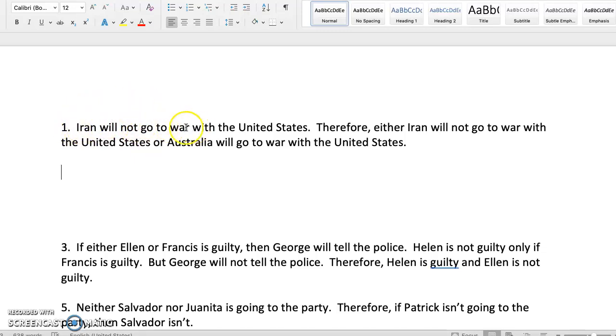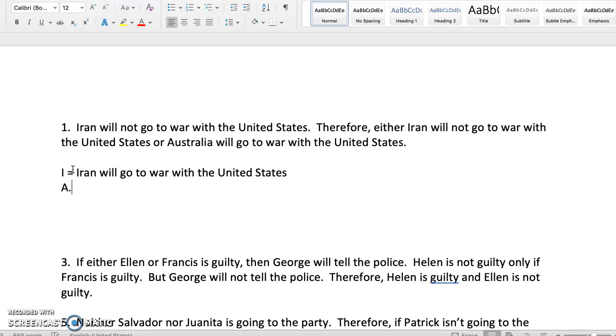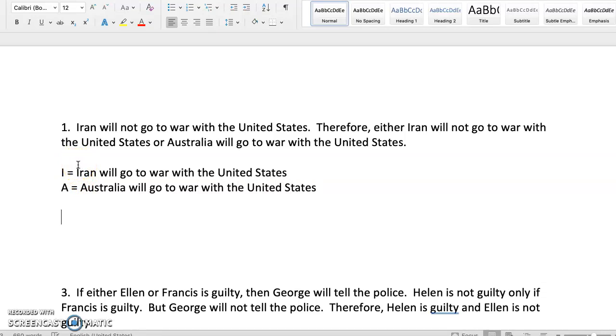So the first sentence, Iran will not go to war with the U.S. Now remember, the word not should never be part of the translation. That's always going to be represented with the tilde. So I here will stand for Iran will go to war with the United States. And then the other sentence we need is Australia will go to war with the United States. All right, so those are only two sentences we have in this problem.